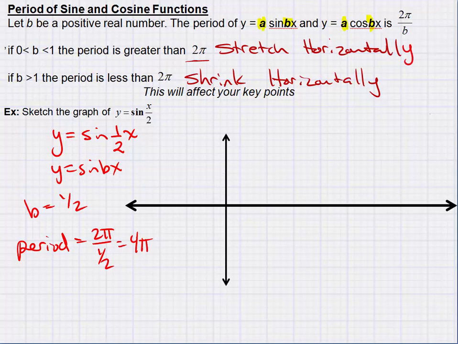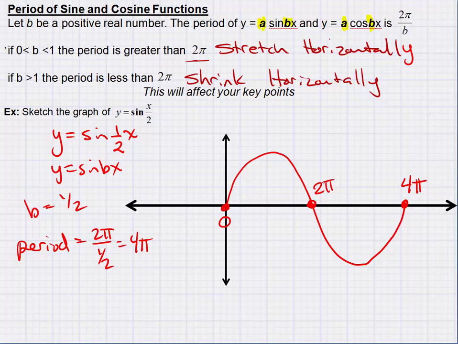Now if my period is going to be 4 pi, that means the distance from one end to the other end has to be 4 pi. So if this is what my sine looks like for one period, I'm going to start at 0 and I'm going to end at 4 pi. So that the total distance is 4 pi. Well, if that's the case, this x-intercept is directly in between these two. Well, if it's halfway between, that means this is 2 pi.